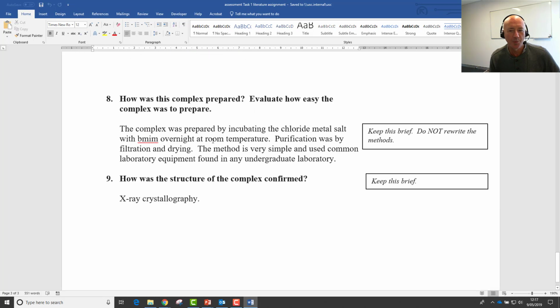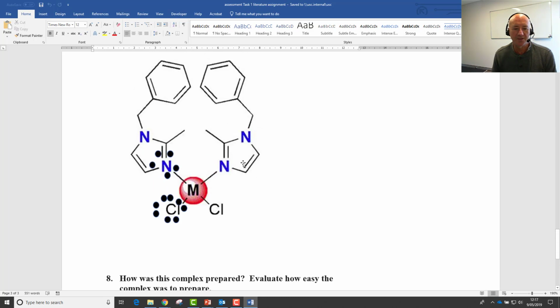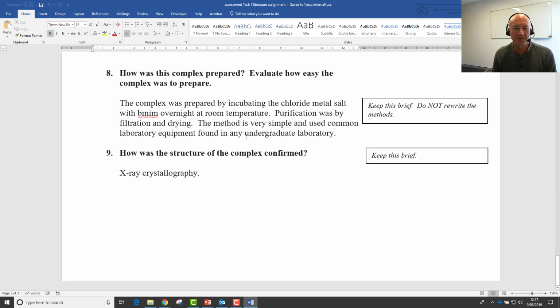How's the complex prepared? Basically, you just have to summarize whatever they've said, right? And you can see here the summary. I'm not expecting a huge amount of detail, just a bit of an idea. And then finally, how do they know it's this, right? They didn't just dream this up. There's got to be some reason. So what kind of methodology was actually used? In this case, it was X-ray crystallography.